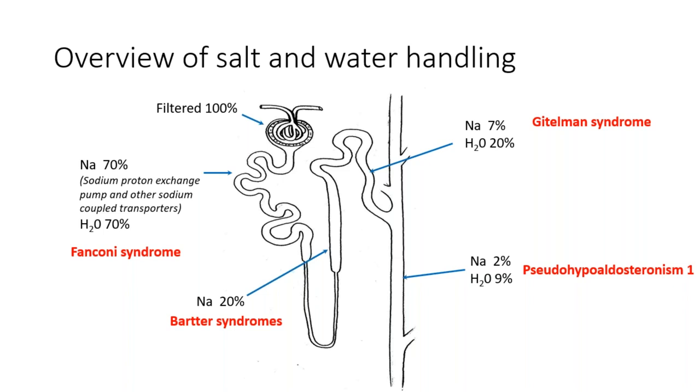However, in all of these conditions, what we normally see is a normal plasma sodium level. So our bodies somehow have a way of compensating, of preserving sodium homeostasis despite having dysfunction in these vital areas of the tubules, which are responsible for sodium reabsorption. So I'm going to focus now on Bartter syndrome, which is in the thick ascending limb. Now remember, the thick ascending limb is responsible for a very hefty 20% of our sodium reabsorption.